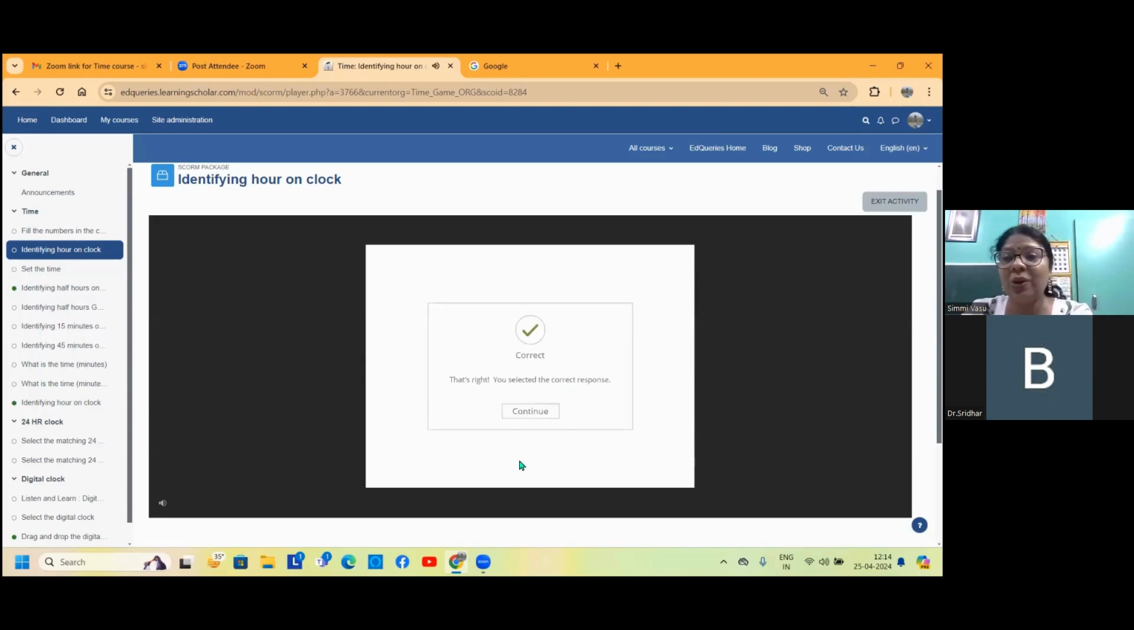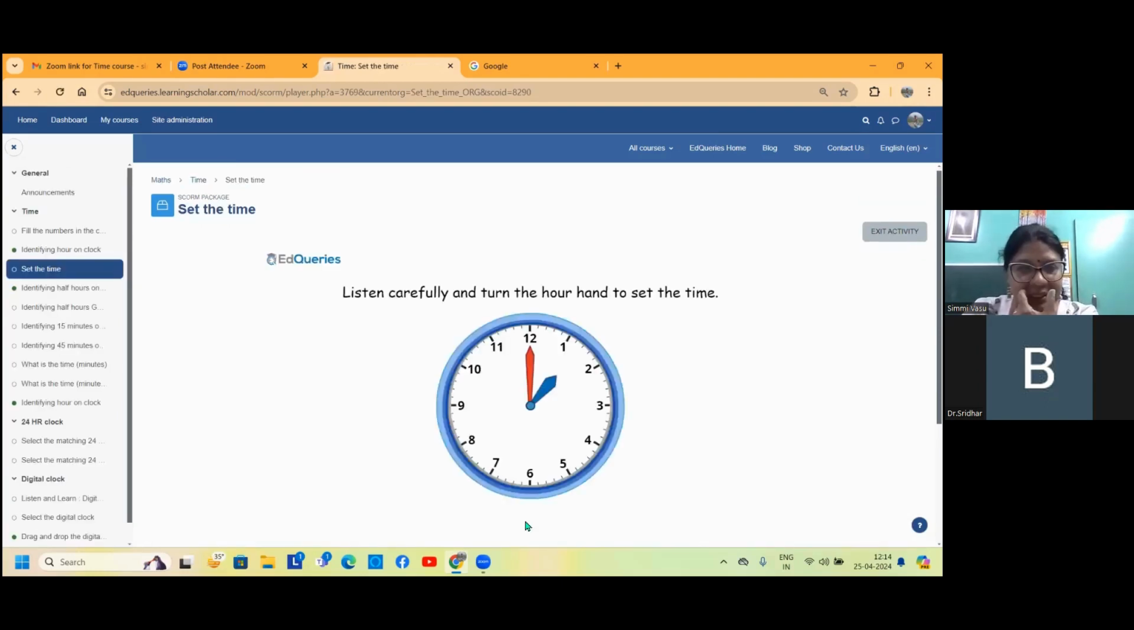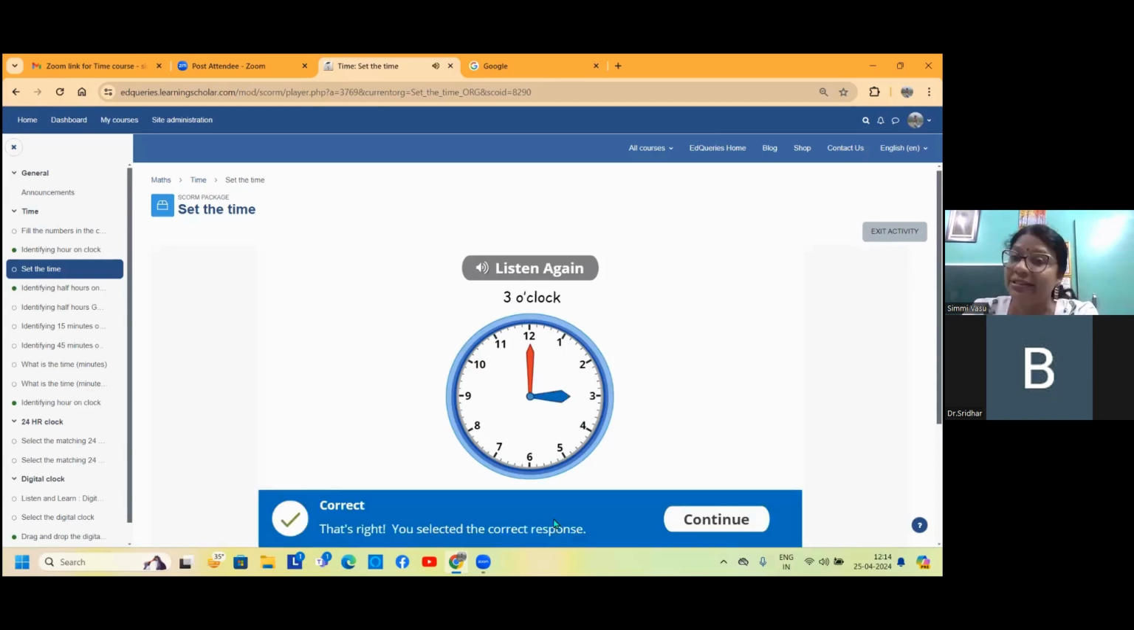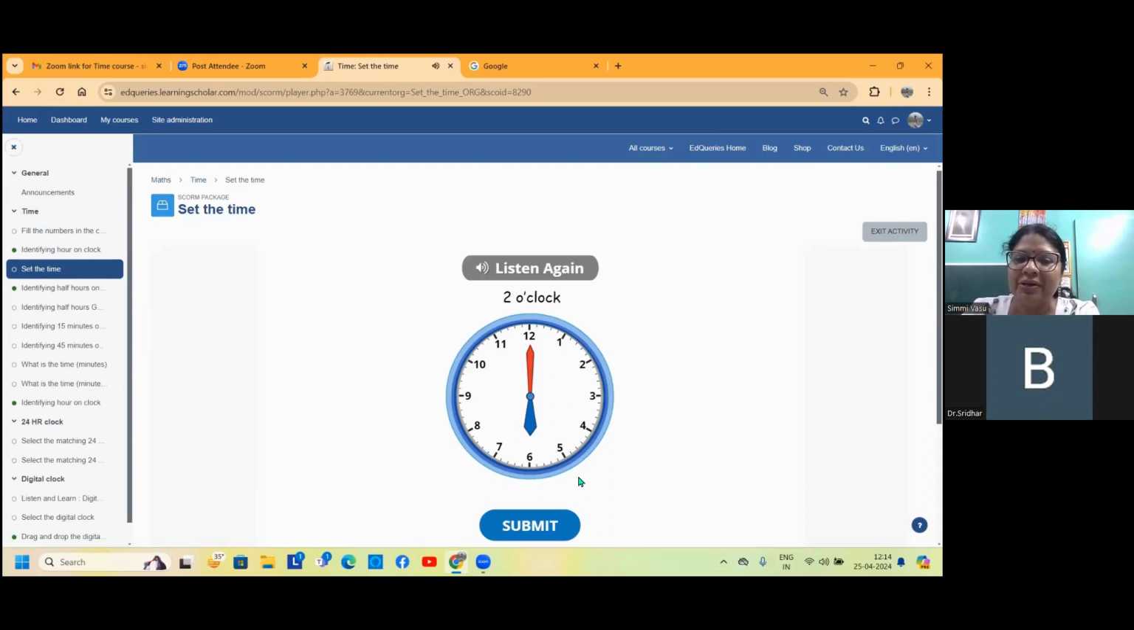The game is called Set the Time. This is something I personally like, because here the child has to set the time by himself. He has to move the hands to 3 o'clock, and then submit it. Well done. 2 o'clock.